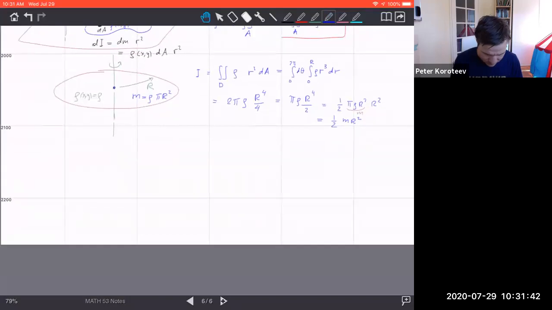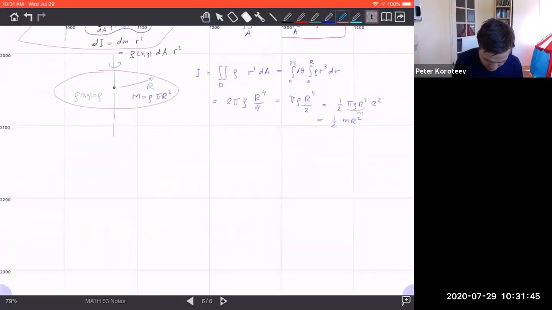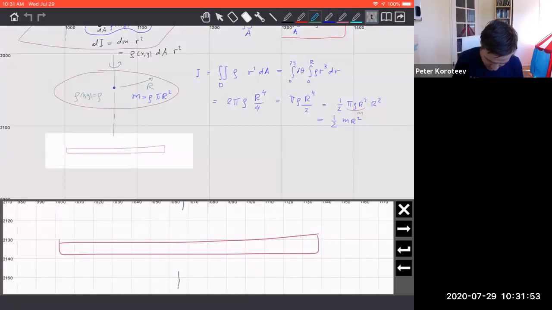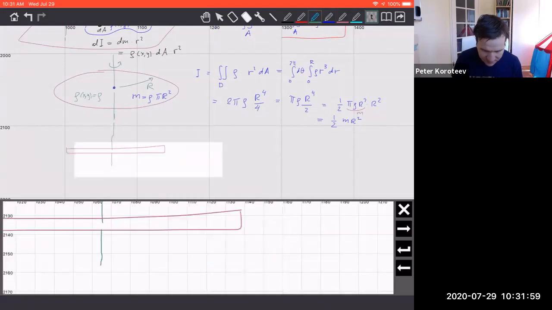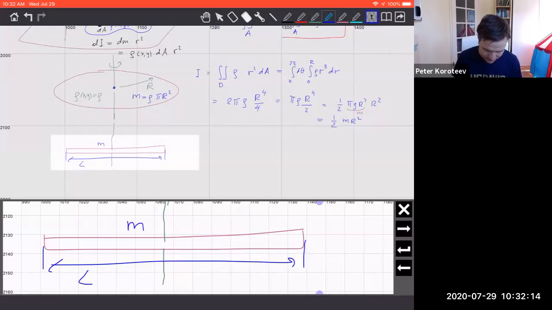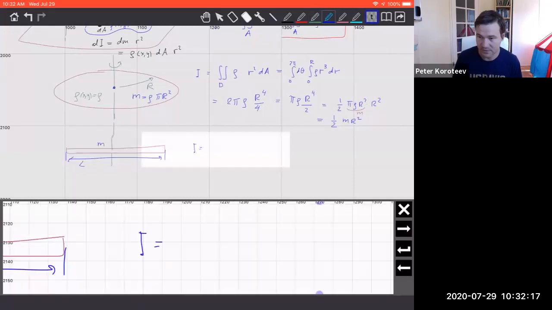And then probably also from physics, you know there's a theorem about shifting the axis of rotation. So you have a rod like this, and there's an axis of rotation which goes through the center. Does anybody remember the answer for this case? What's the I for a rod of length L and mass M? Yeah, that's right, it's 1/12 of M L squared.